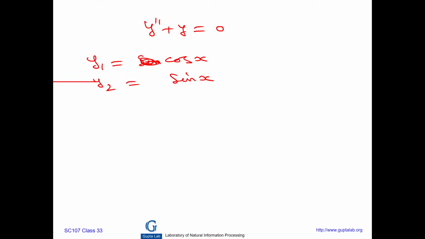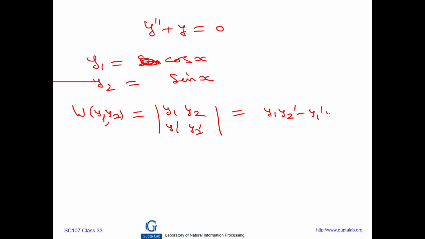So there should be a condition. How do we check? One way is to see whether you can find a dependency between the functions. Essentially there is a condition given by the Wronskian. Wronskian was a mathematician. He said to compute y1, y2, y1 prime, y2 prime, where y1 and y2 are functions and y1 prime and y2 prime are their derivatives with respect to x. This is a determinant: y1 y2 prime minus y1 prime y2.